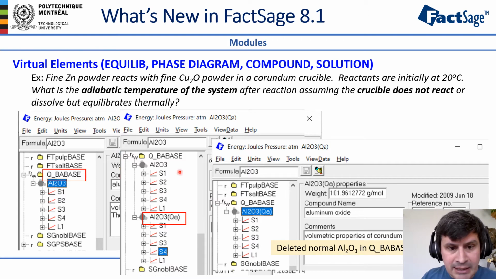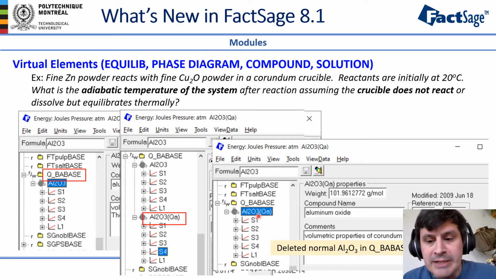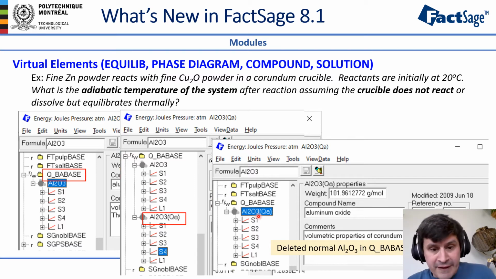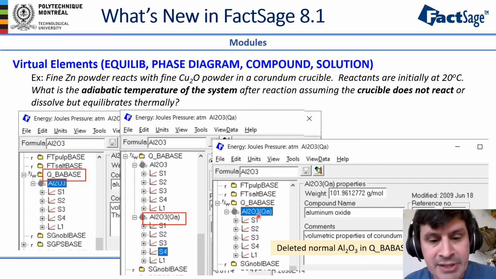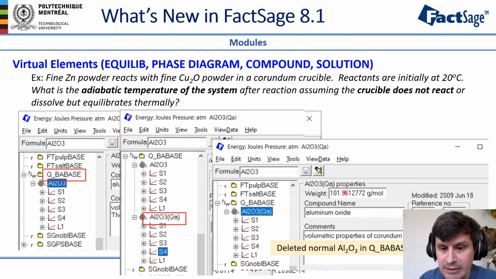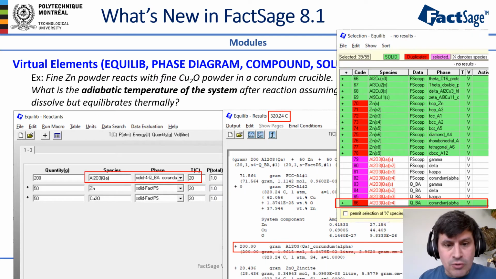Now you can delete the normal alumina from the database, which only contains now the alumina compound with 5 phases and is associated to 1 mole of QA element per mole of alumina. And the QA element has a 0 mass, so it does not affect the molecular mass of your alumina compound. So you go to equilibrium. Now you connect the QBase to the calculation with FactPS and FSCopper, for example.